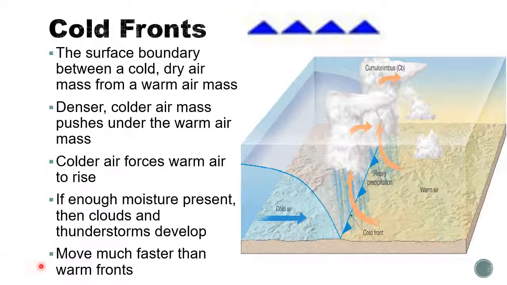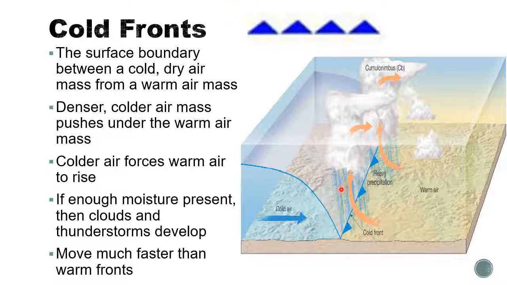So our cold fronts. This is our surface boundary between a cold air mass and a warm air mass. Okay? So our denser, colder air mass is literally going to push underneath our warm air. As it's doing this, it forces that warm air up. Now, because the warm air usually is going to carry moisture with it, it's going to create our thunderheads. This is where we're going to have thunderstorms that pass.